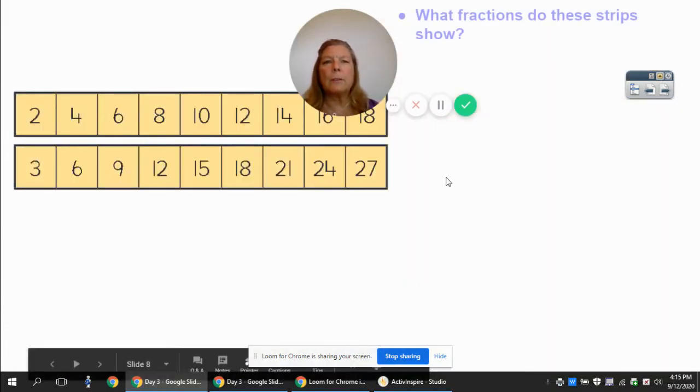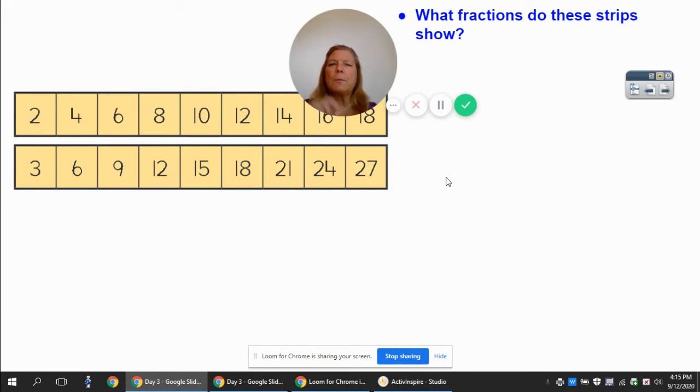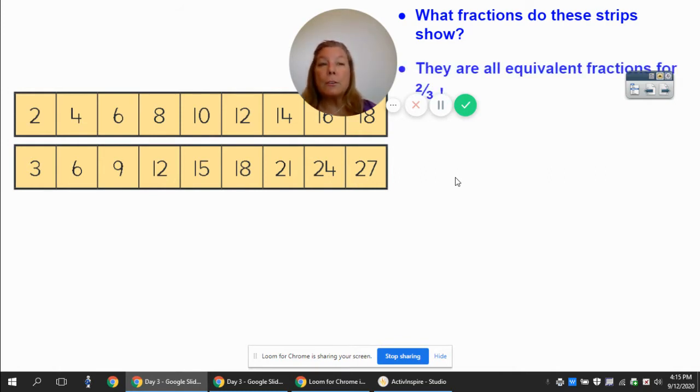Okay, let's look at this chart. What fractions do these strips represent or show? I've got 2/3, 4/6, 6/9. Think about it for a second. Oh, 2/3 must be 2/3. Therefore, all the ones that are following, the 12/18, the 14/21, those are all equivalent fractions to 2/3. In order to go from 2/3 to 4/6, I had to multiply by 2/2. Remember, 2/2 is equal to 1 when the denominator and the numerator are the same.